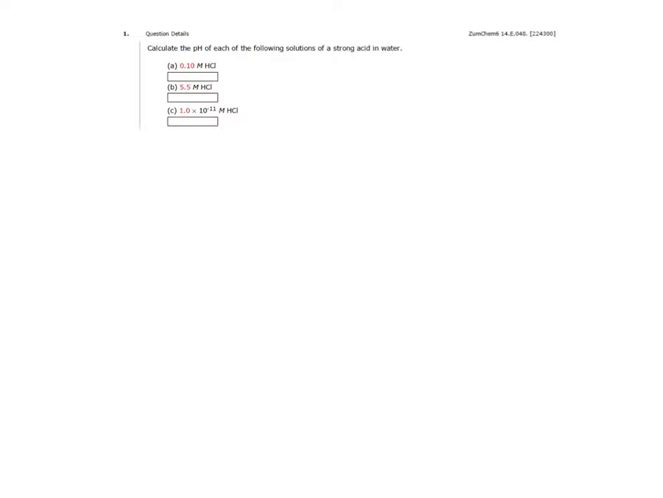Let's do parts A and B together. These ones won't be difficult. So in part A, the concentration of the acid is 0.1 molar. So to get the pH, I just take negative log of 0.1, and we get 1. So the pH for part A is 1.